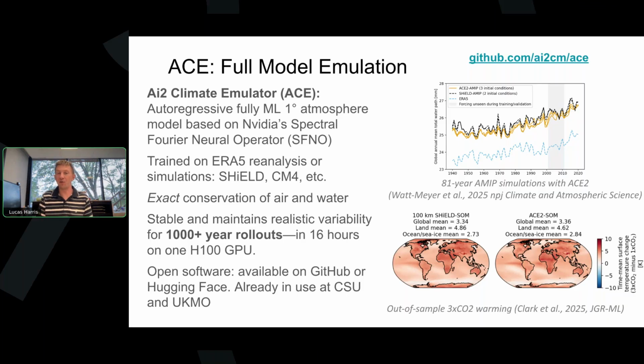It's out of sample, 3x CO2 that's trained on 1x, 2x, and 4x, but the 3x is out of sample. And even then, ACE2 does a good job comparing to a SHIELD 100-kilometer simulation. I should point out this is all open developed, so it's all available in the open. You can go to GitHub or to Hugging Face to download it.